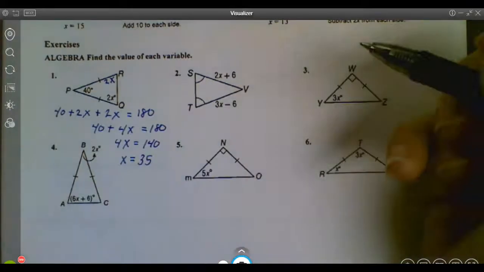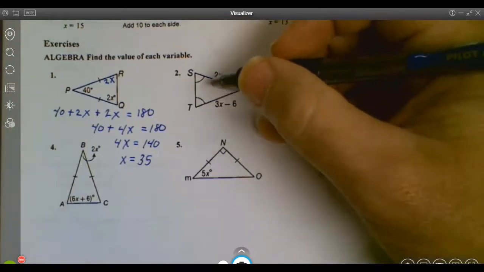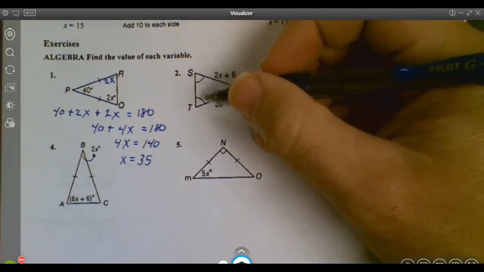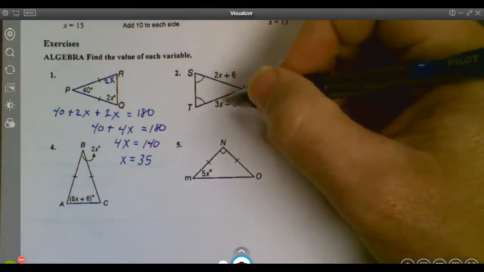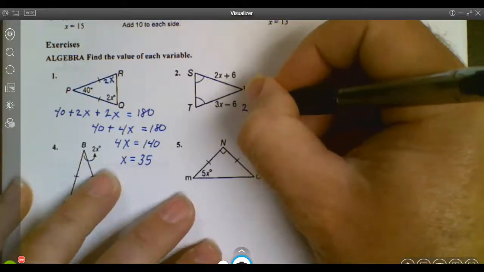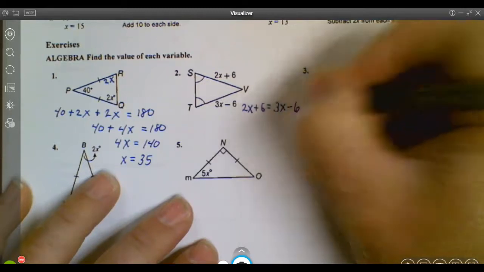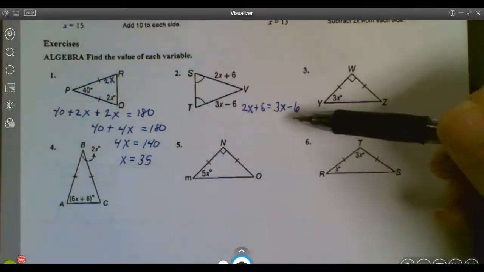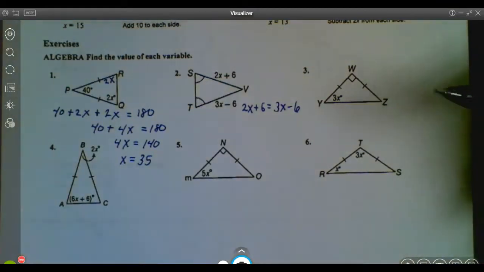So let's go on to number 2. How would we set up this equation? According to the converse of the isosceles triangle theorem, if these two angles are congruent, that means these two sides would have to be congruent. So I know that 2x plus 6 is equal to 3x minus 6. And so that was the geometry part of it. The rest of it would be your algebra skills, and I know you guys can solve it from there.